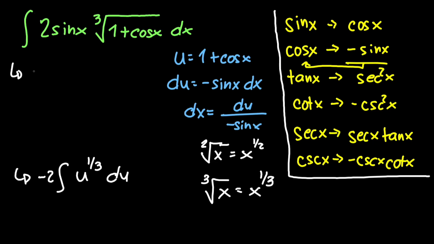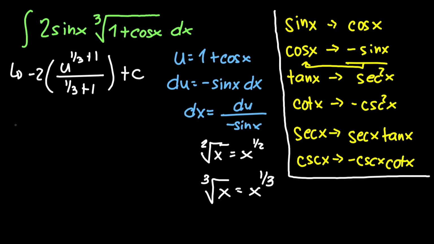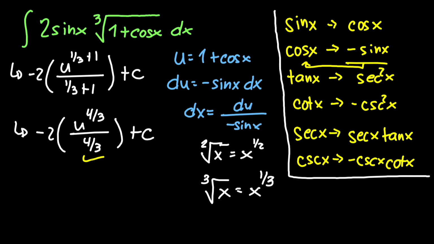So, taking the integral of u to the power of 1/3, this is just power rule, so this would be u to the power of 1/3 plus 1 over 1/3 plus 1 plus c. This would be u to the power of 4/3 over 4/3 plus c. You can put 4/3 to the numerator, but it will reciprocate, leaving you with 3/4 multiplied by negative 2 u to the power of 4/3 plus c.